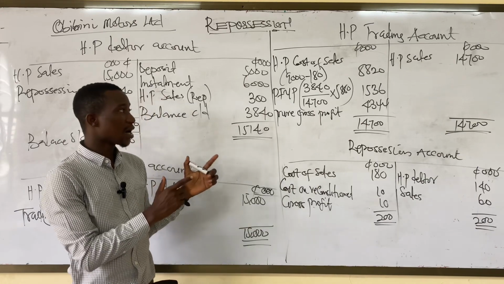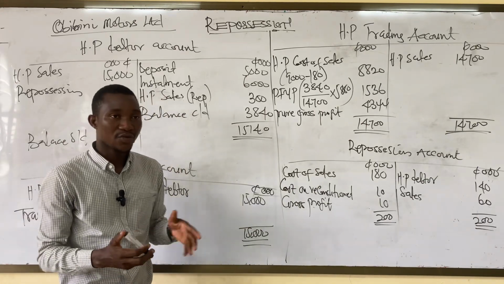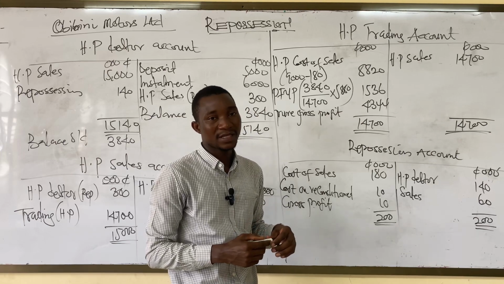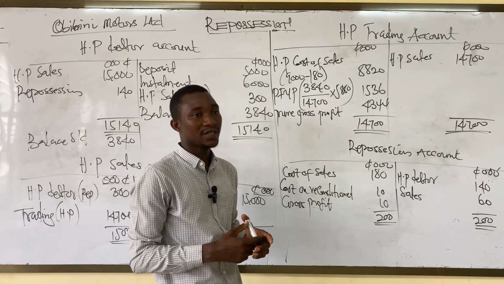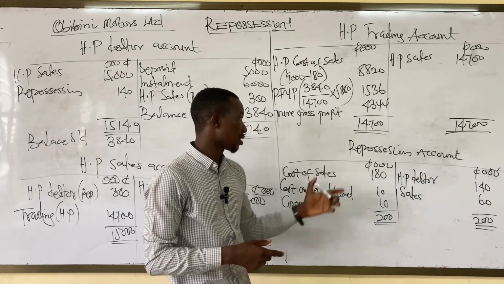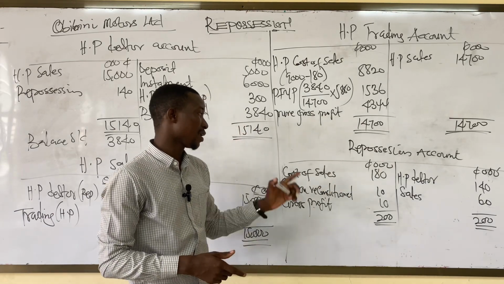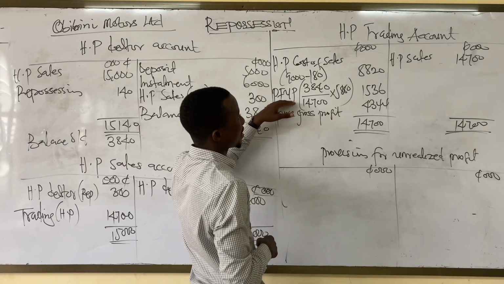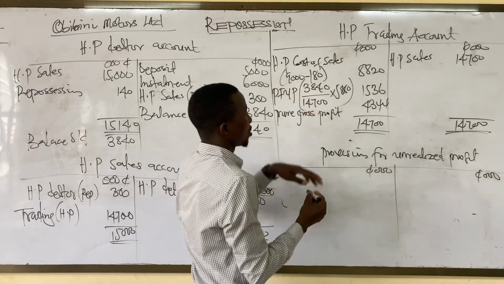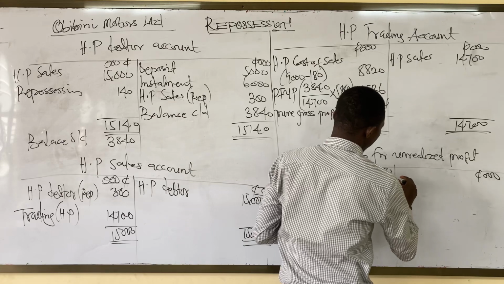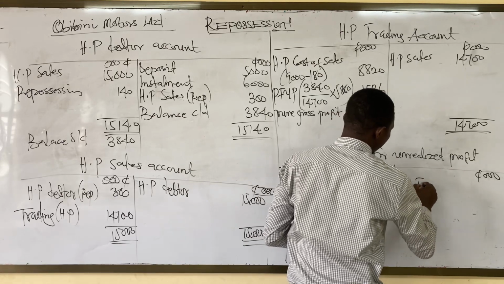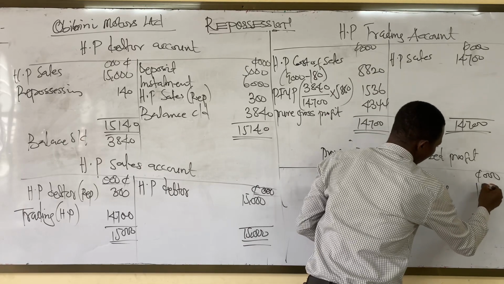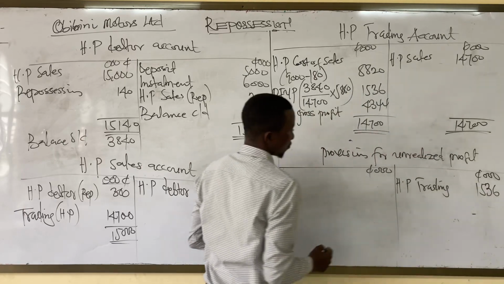So basically, this is how we pass entries with regards to repossession when we are using the provision for unrealized profit method. So the other account that is left is the provision for unrealized profit. You can see that the provision for unrealized profit is at the debit side of the high purchase trading. So when we come here, it will be HP trading at the credit side as 1,536. Is that okay?